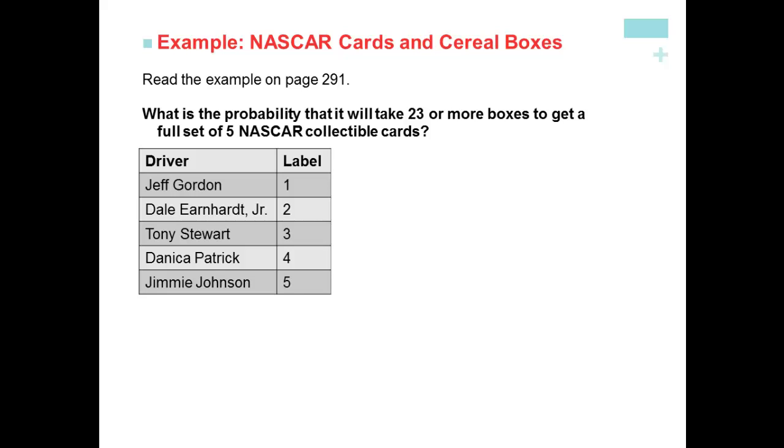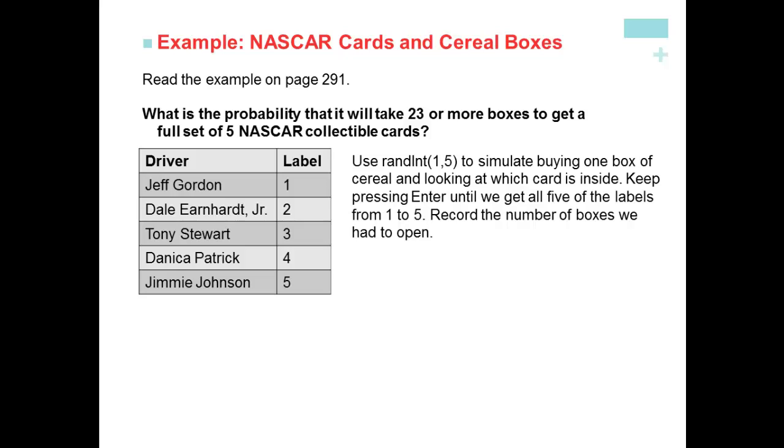This time I'm going to use my TI-89 calculator to carry out the simulation. That will be the device that I use. I'm going to label the drivers as 1, 2, 3, 4, and 5. On the home screen, I'm going to go to Catalog and then F3, which is the Flash app, and use the random integer generator. I'm going to enter 1, 5 to simulate buying one box of cereal and look at each card that's inside. Keep pressing enter until I get all 5 of the labels, 1 through 5, and record the number of boxes we had to open.